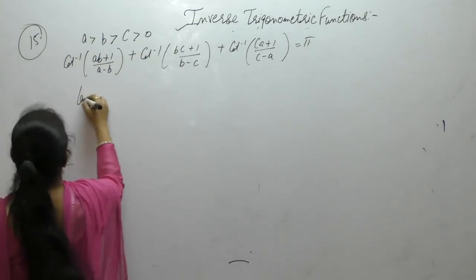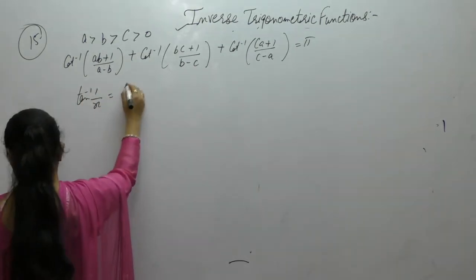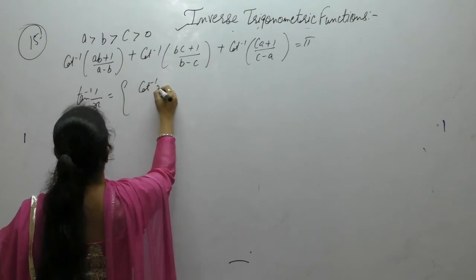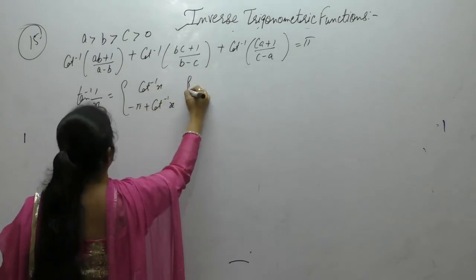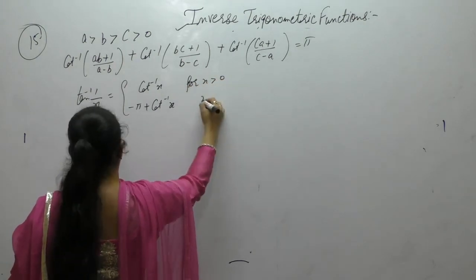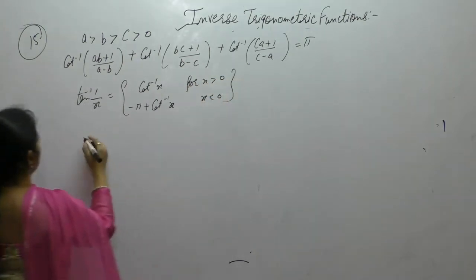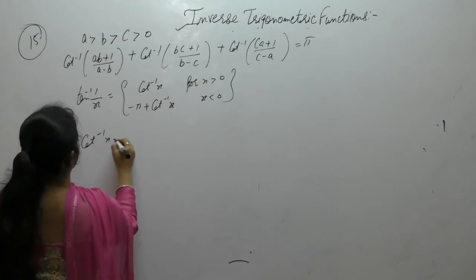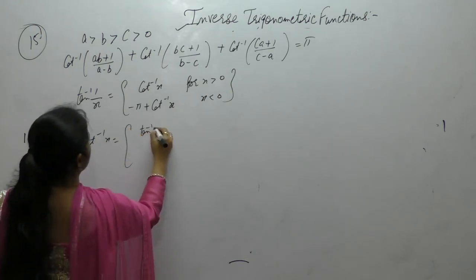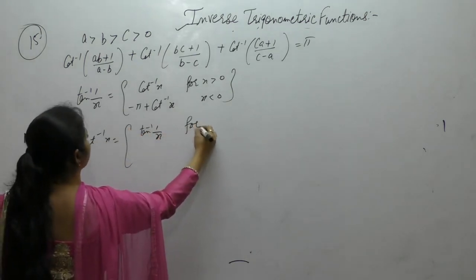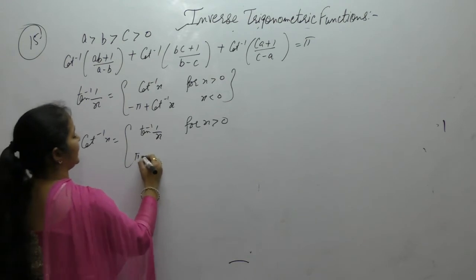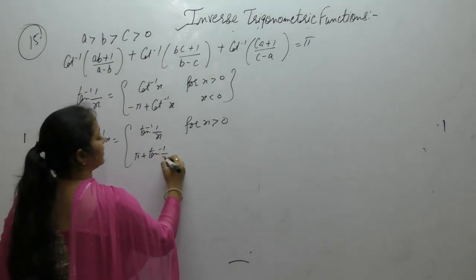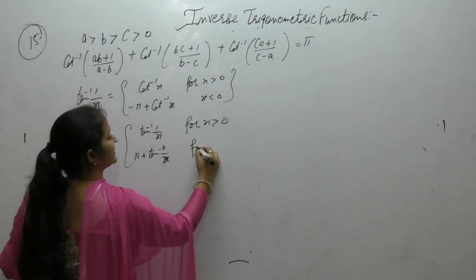We know that tan inverse 1 by x is equal to cot inverse x for x greater than 0, and pi plus cot inverse x for x less than 0. Similarly, cot inverse x is equal to tan inverse 1 by x for x greater than 0 and pi plus tan inverse 1 by x for x less than 0.